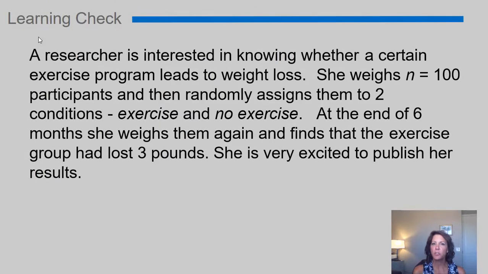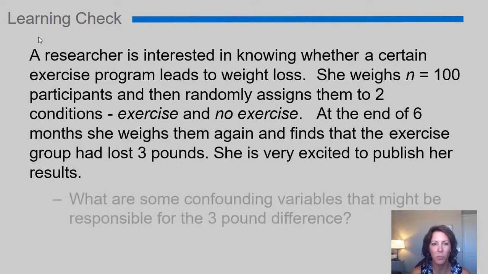So let's look at an example of this. A researcher is interested in knowing whether a certain exercise program leads to weight loss. She weighs 100 participants and then randomly assigns them to two conditions: exercise and no exercise. I already know that's the independent variable. It's what I'm doing as a researcher to manipulate, put into groups. At the end of 6 months, she weighs them again and finds that the exercise group has lost 3 pounds. So the weighing is the dependent variable. It's the thing that's going to change depending on what group they're in. She's very excited to publish her results.